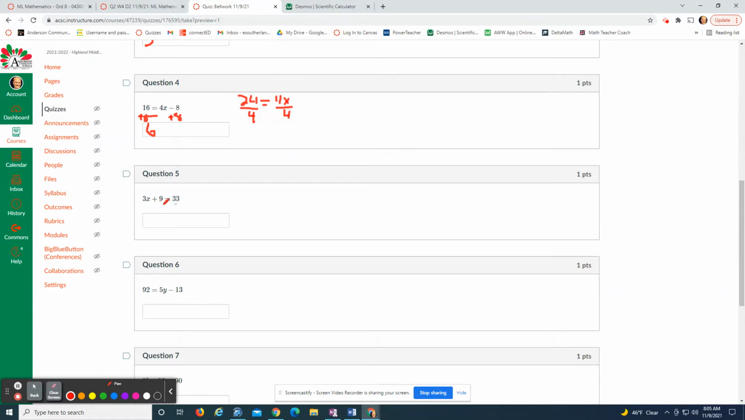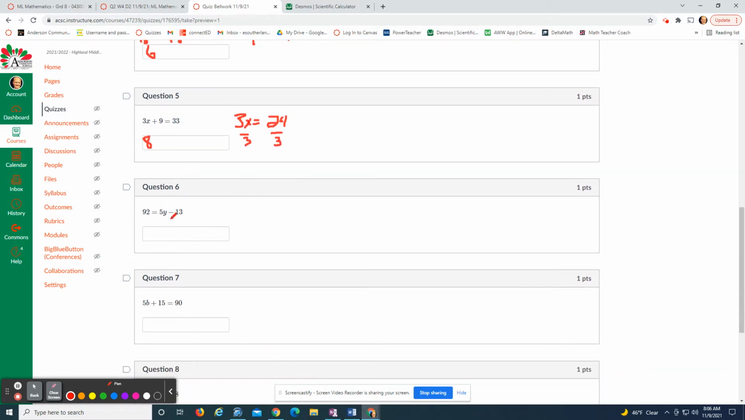For this one here, you subtract 9 from both sides. So 33 minus 9 is 24. So you get 3x is equal to 24. Divide both sides by 3. You get x is equal to 8. Here, you add 13 to both sides. 92 plus 13 is 105. It's equal to 5y. The last step would be divide by 5 on both sides.